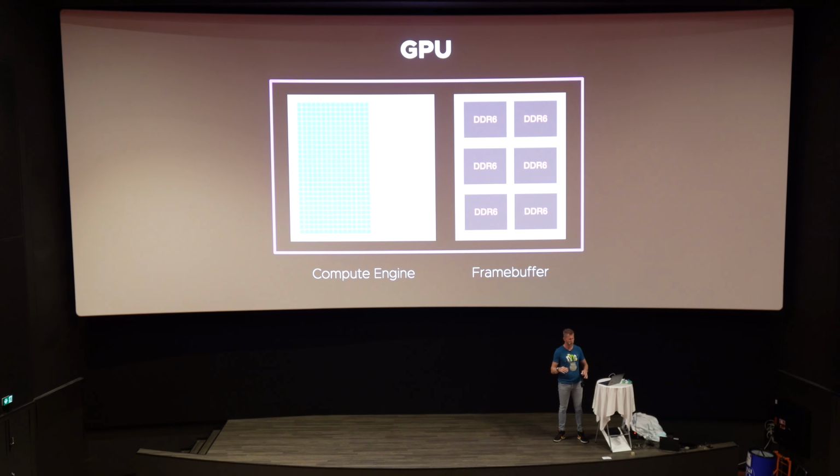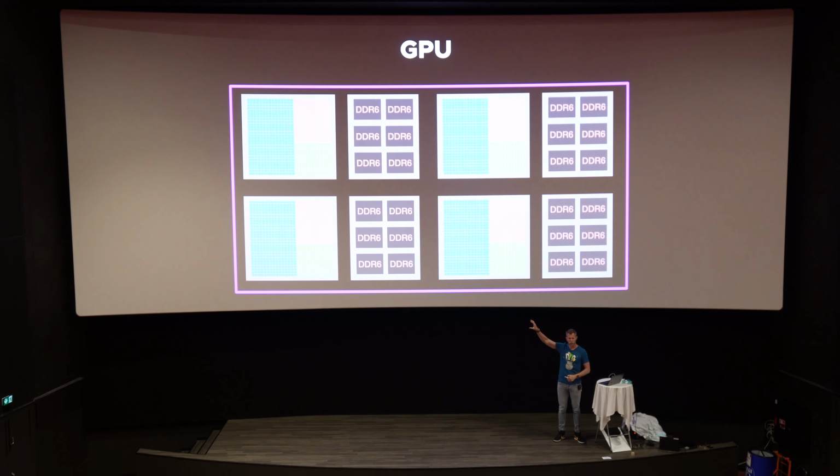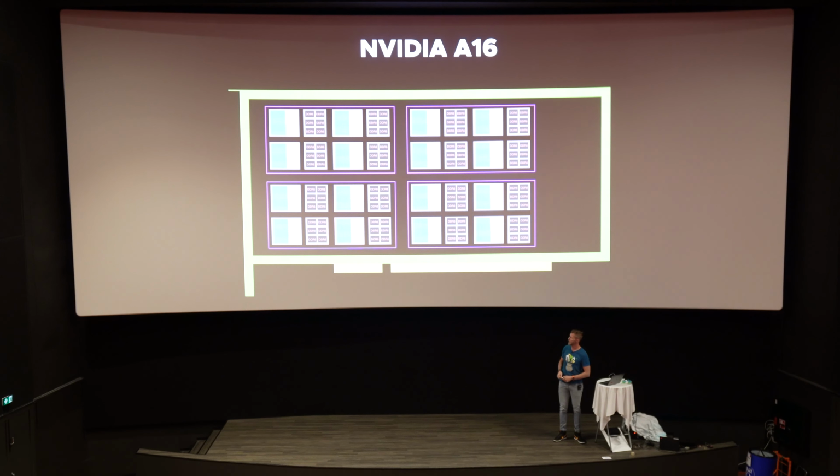Now, certain packages, or certain cards, like the ones from NVIDIA, new cards from Intel as well, have multiple of these GPUs on a single card. So this is basically the hardware layout of an A16 from NVIDIA, which basically has 4 different individual GPUs on a single card. Hardware is awesome, but obviously you need APIs to use that hardware.